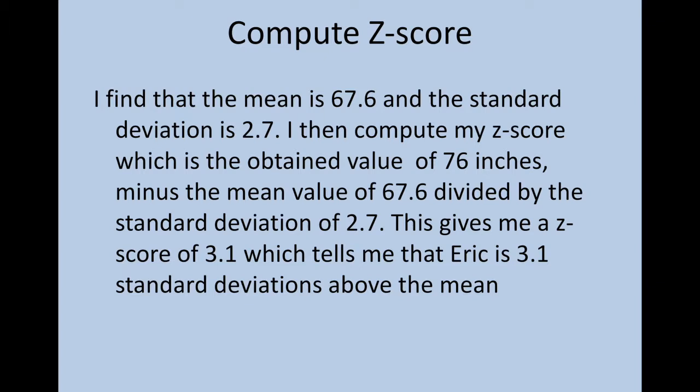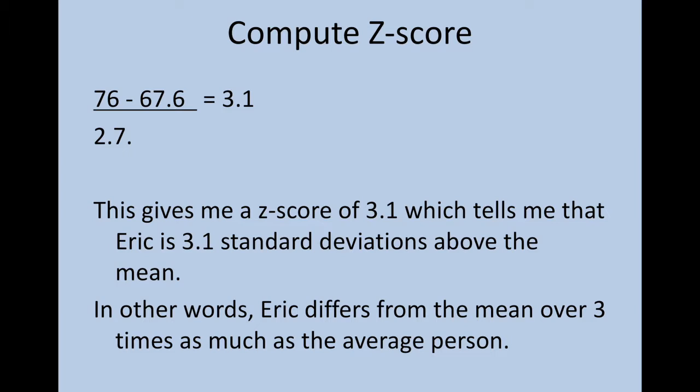So then I compute my z-score, which is the obtained value of 76 inches, minus the mean value of 67.6, divided by the standard deviation of 2.7. This gives me a z-score of 3.1, which tells me that Eric is 3.1 standard deviations above the mean. Now, what does that tell me? In other words, Eric differs from the mean over 3 times as much as the average person.